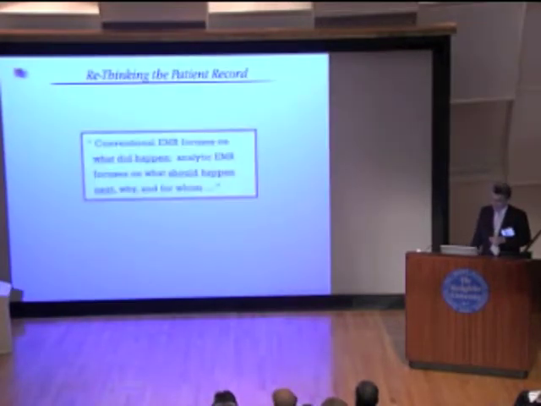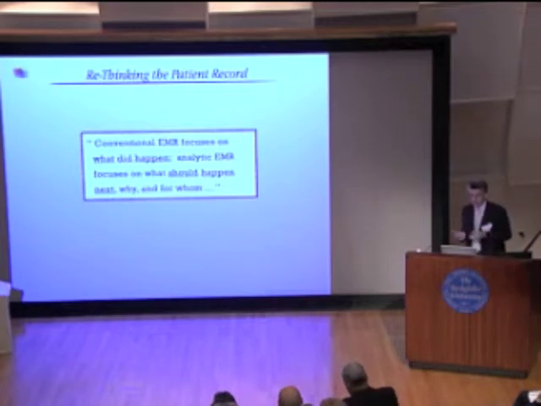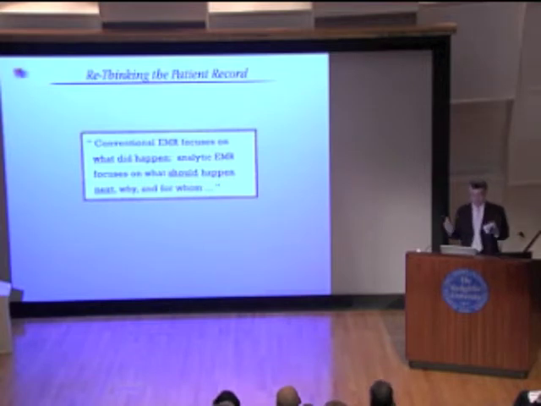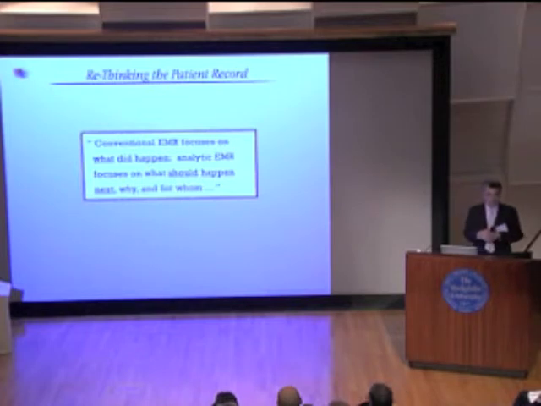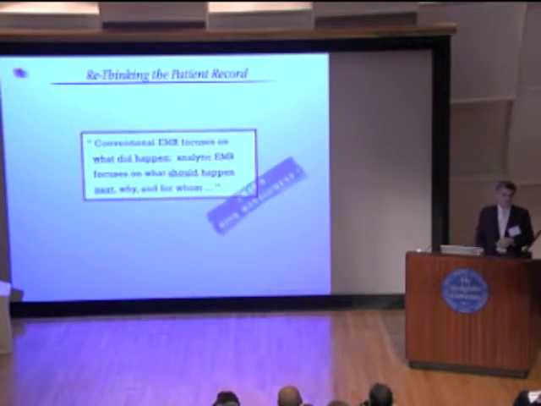So we're going to talk about rethinking the medical record. First of all, very simple concept. The conventional electronic medical record, in my view, focuses primarily on what happened to the patient. It remains an archival instrument. What we're going to talk about, and we're going to talk about Rogosin, but in a different light, is what I call an analytic medical record, which really focuses on what should happen next, why and for whom. It's about managing risk. It's about managing the future.